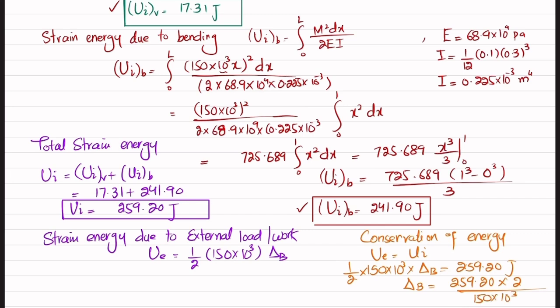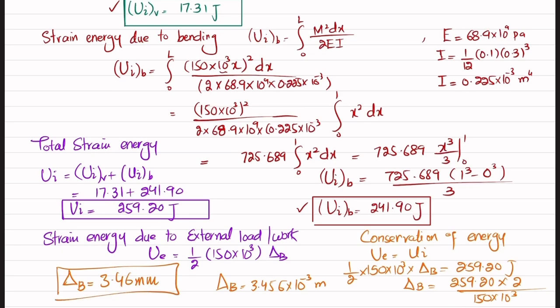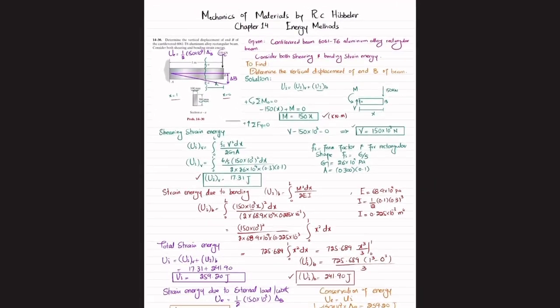So when you solve this, you will get the vertical displacement of point B comes out to be 3.456 into 10 to the power minus 3 meter, or this delta B, the vertical displacement of point B, will be equal to 3.46 millimeter, which is the answer of this question. And that was all about this problem 14-30.